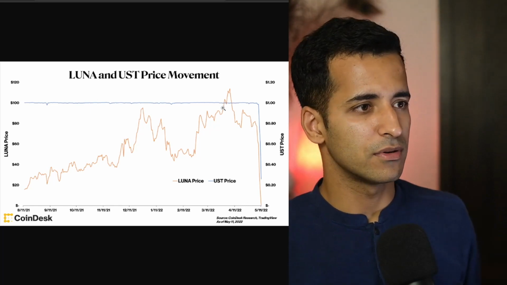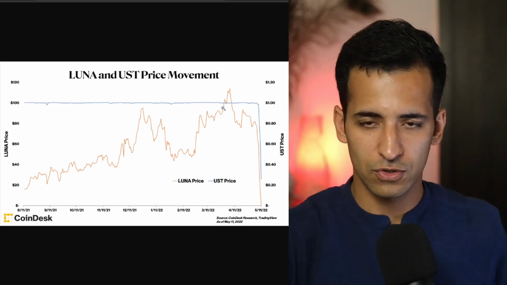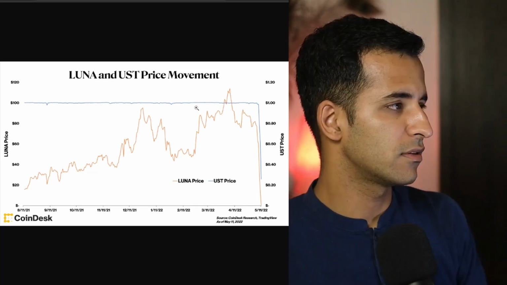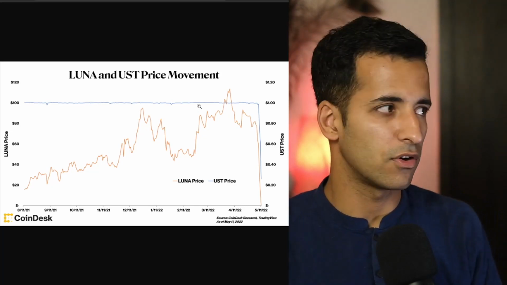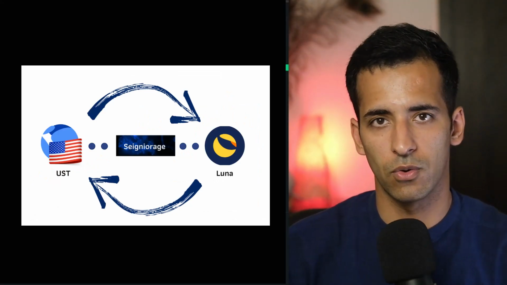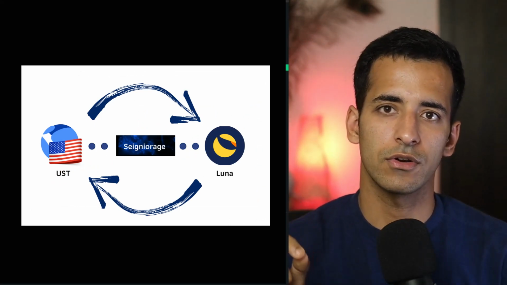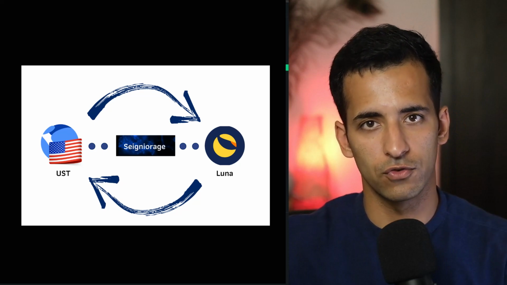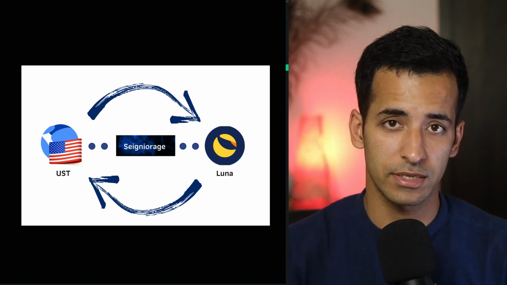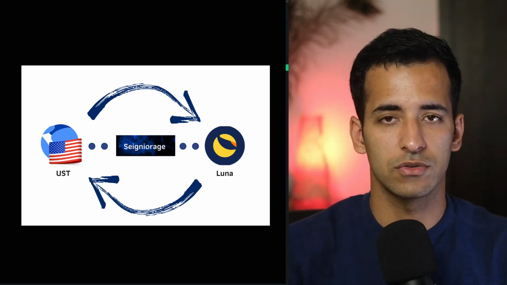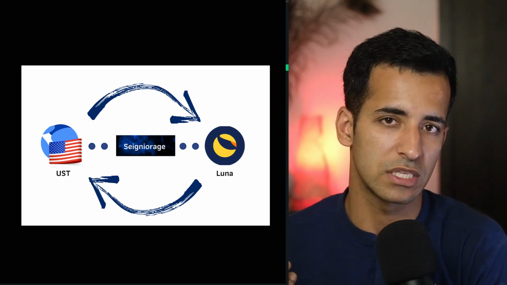Now, what happened? There were many protocols also launching which were starting to use UST. This was increasing the demand. You can anytime go on Terra's platform and exchange $1 of UST for $1 of LUNA. And this is very important to understand. So there is this bridge there which can help you exchange these tokens with each other.